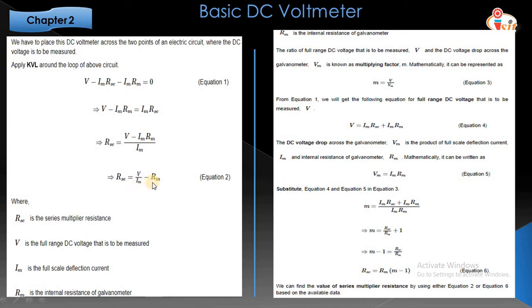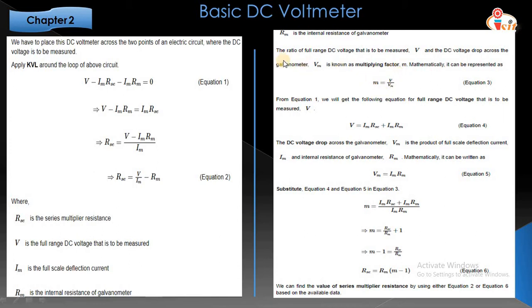That is why the final equation of Rs is equal to V upon Im minus Rm, where Rs is the series multiplier resistance, V is the full range DC voltage, Im is the full scale deflection current, and Rm is the internal resistance of the galvanometer. The ratio of the full range DC voltage that is to be measured, V, and the voltage drop across the galvanometer, Vm, is known as the multiplying factor M.